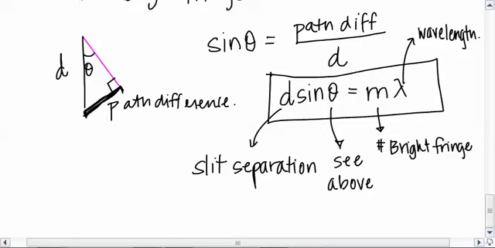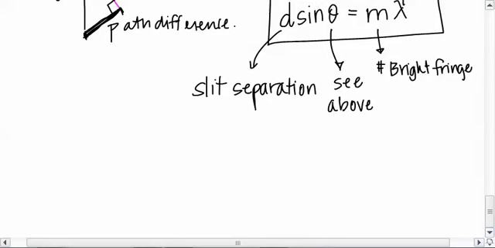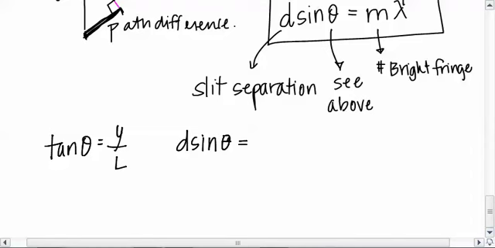Okay, so what if we have two things here? We have that tan theta is y over L, and we have that for constructive interference, d sine theta is m, which is just the fringe number, a whole integer, times lambda. So L is the distance to the screen.